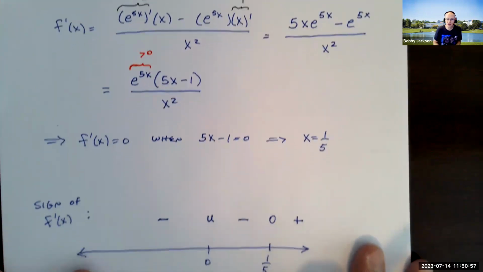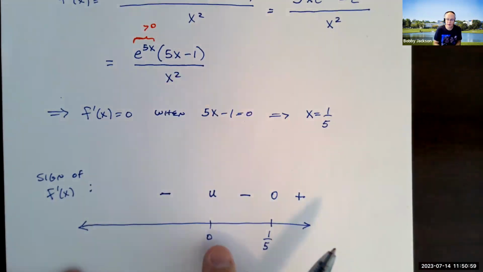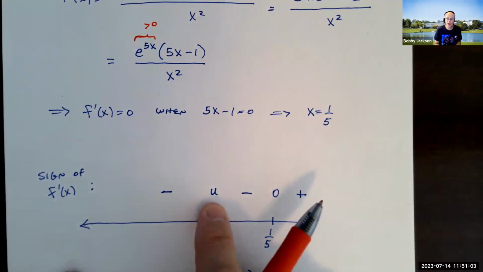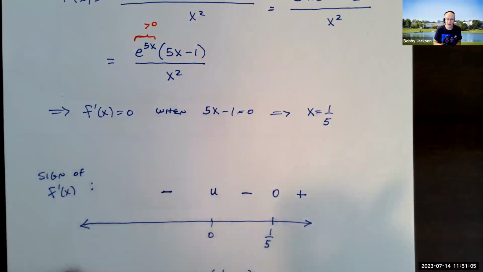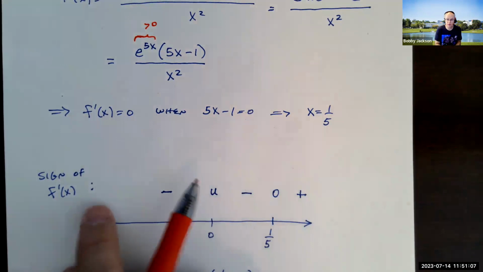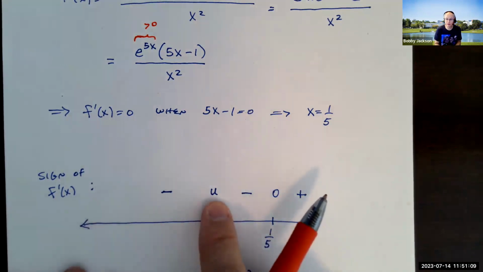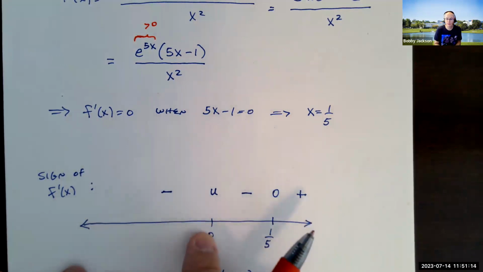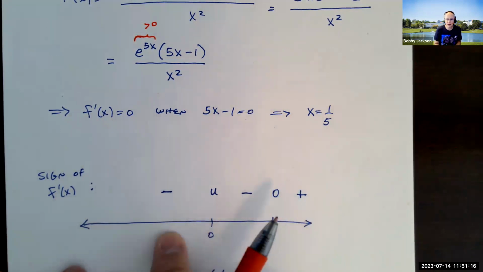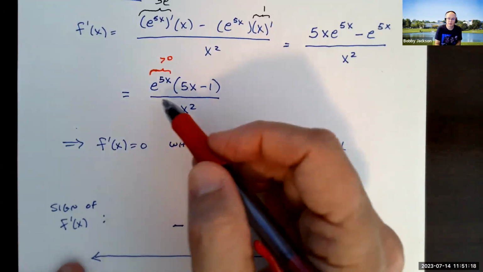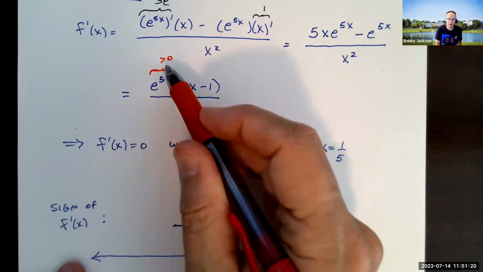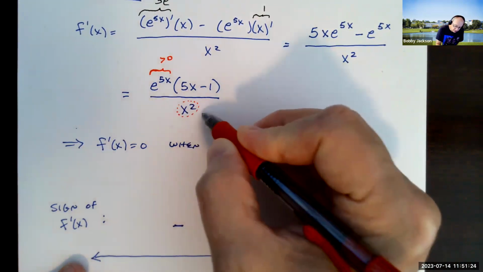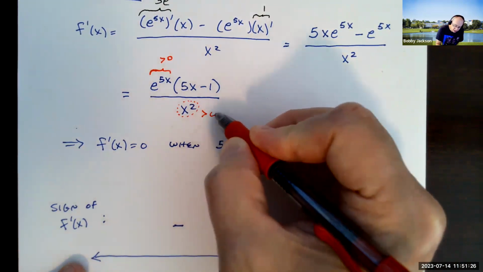We want to do a sign check now on that derivative here. And I'm going to put in there the 0 right where we're undefined. Of course, that's corresponding to a vertical asymptote for the graph of the original function. But the derivative, of course, is undefined there as well. And 1/5 where it's 0. So I plug in something less than 0, like -1. And notice when I plug in any number, e to the 5x is always positive. X squared, right, is always positive for any non-zero number, right? That's always greater than 0.